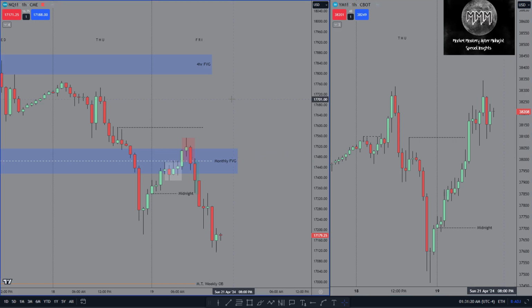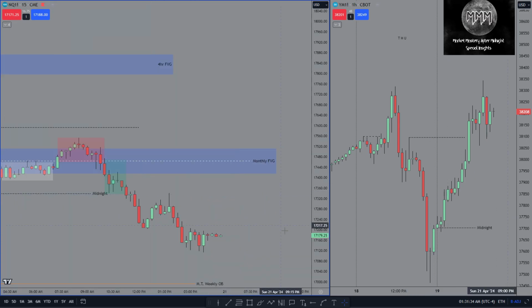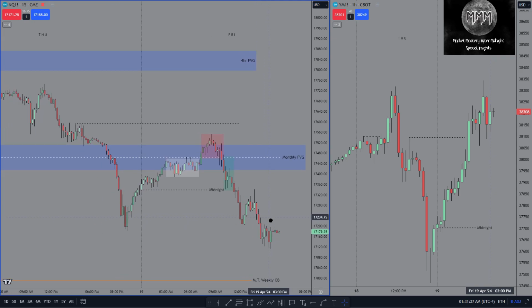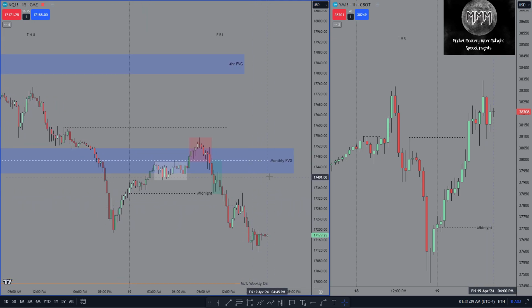All right, so now that we have the narrative behind it and we know we're retesting the monthly FVG, we want to see a move back to midnight price. We left a nice 1 hour FVG right under midnight price. Okay. Let's move down to the 15-minute chart here. And you can see the 50% of that monthly FVG.